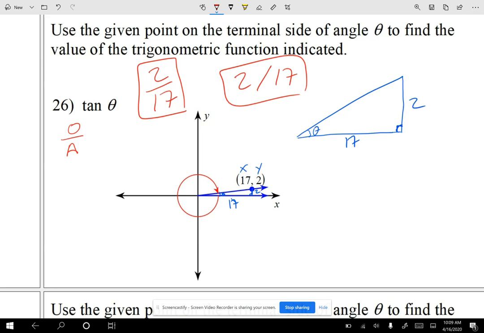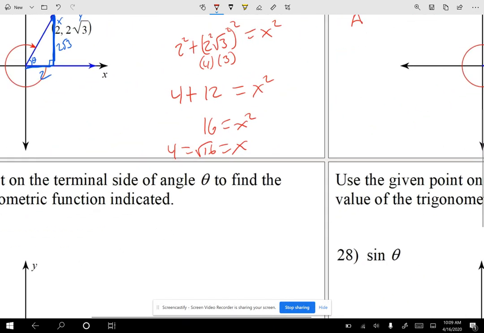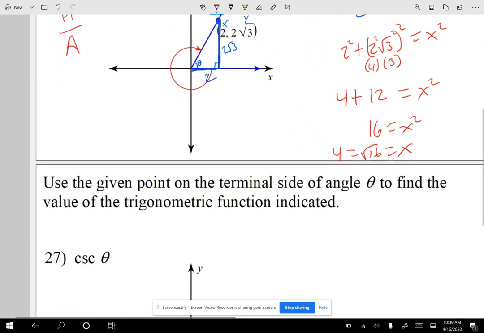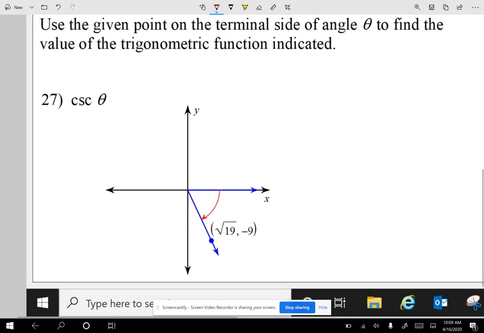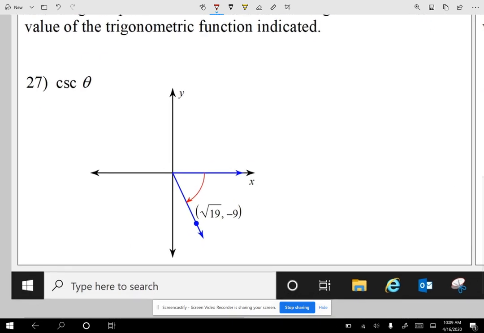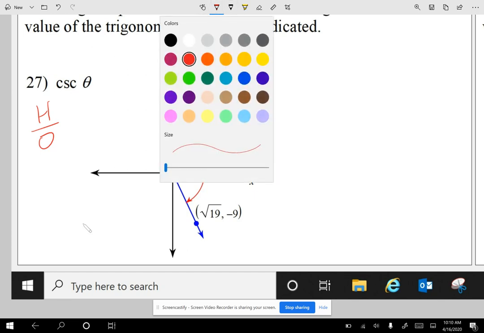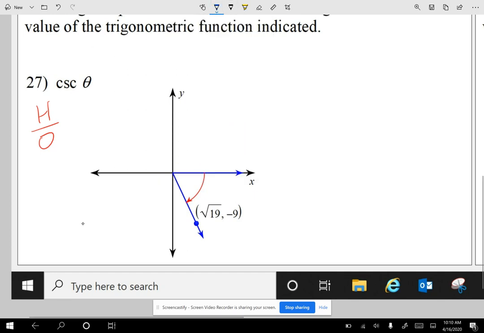Let's take a look at number 27. First of all, cosecant. Cosecant I know is hypotenuse over opposite. So let's see what I have. My point, I'm going to connect it straight to the x-axis to make my triangle. The corner is the origin, that's my theta.